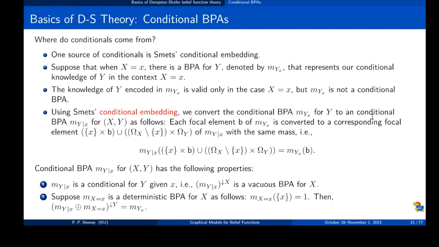By using this conditional embedding, we convert the BPA m_Y^x for Y to a conditional m_Y given X, my notation here, for XY as follows. We take each focal element B of m_Y^x, which is a subset of Y, and we correspond it to a focal element of XY. When X is true, we have B, but when X is not true, we get everything. We know nothing, with the same mass. So when X is true, B is true. When X is not true, we know nothing. That's the idea behind this embedding.